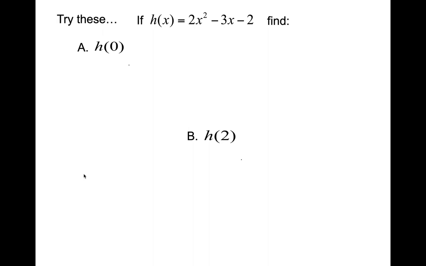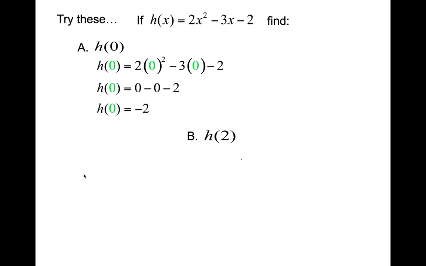Last one. Here we have a function rule. We are going to find h of 0. So we replace all of the x's with 0. And we get h of 0 equals negative 2.